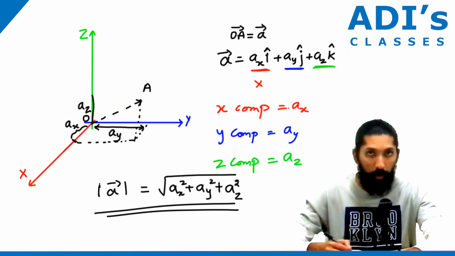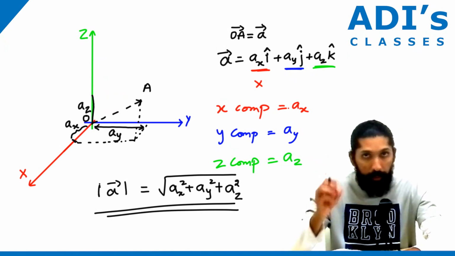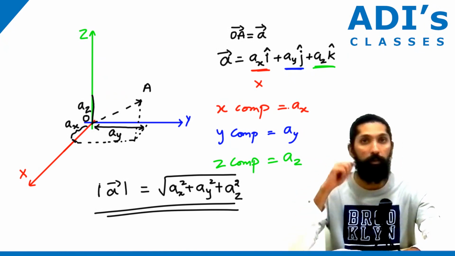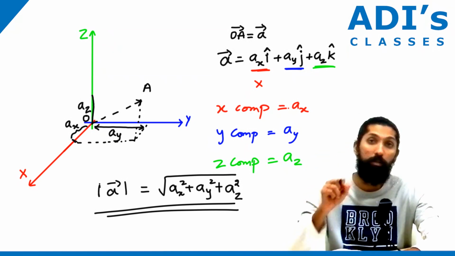This becomes the modulus of the vector. In the sense, the magnitude of the vector is given by this particular formula. Okay, now comes the direction.